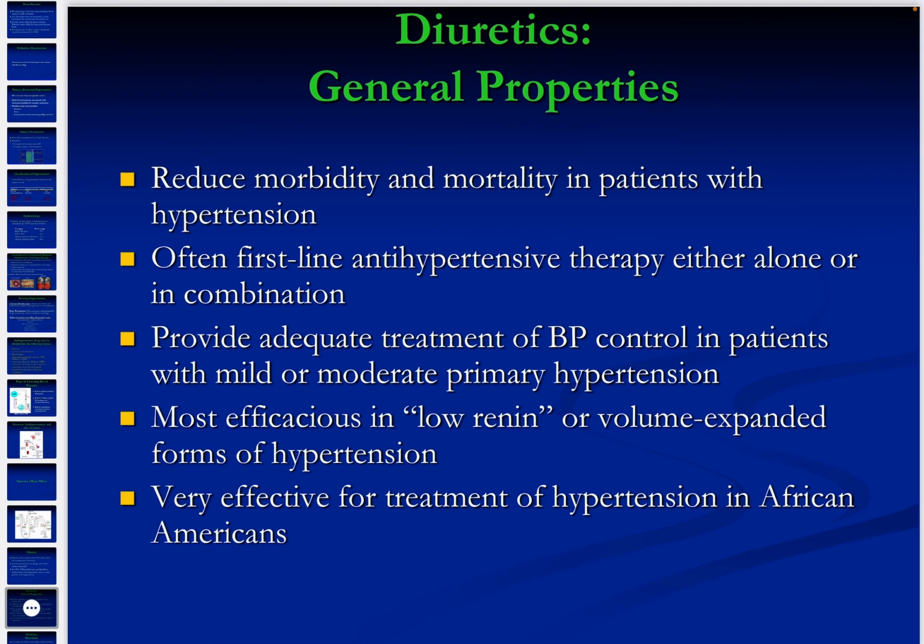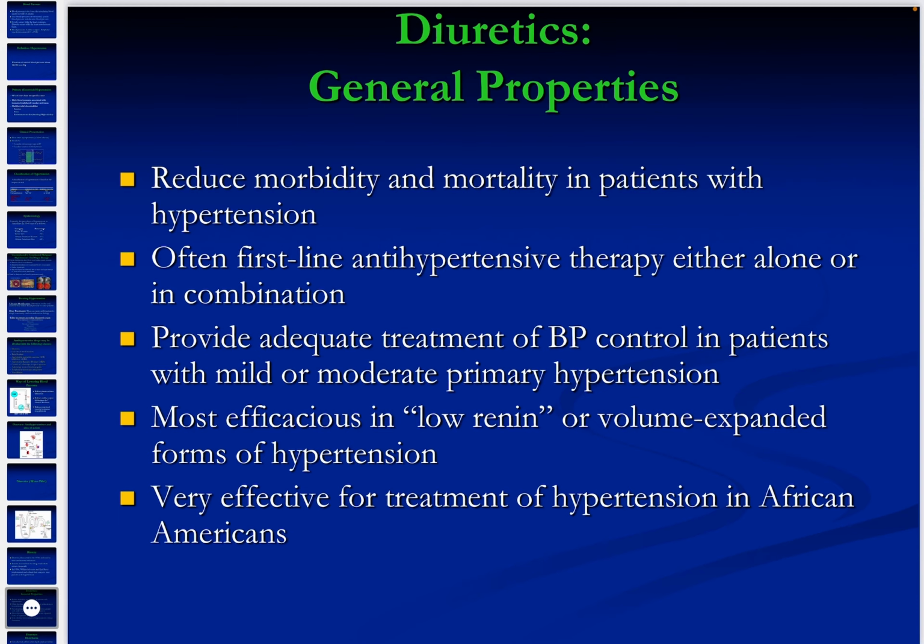Certain people have low renin hypertension, where their body tries to accommodate for this hypertension by lowering renin level, while other patients have high levels of renin that resulted in elevation of the blood pressure. So we have two kinds of hypertension, high renin and low renin. In patients who have low renin hypertension, usually these patients have a hypervolemic or volume expanded form of hypertension. So because we have a lot of water, a lot of volume, diuretics are preferable in these kinds of patients.